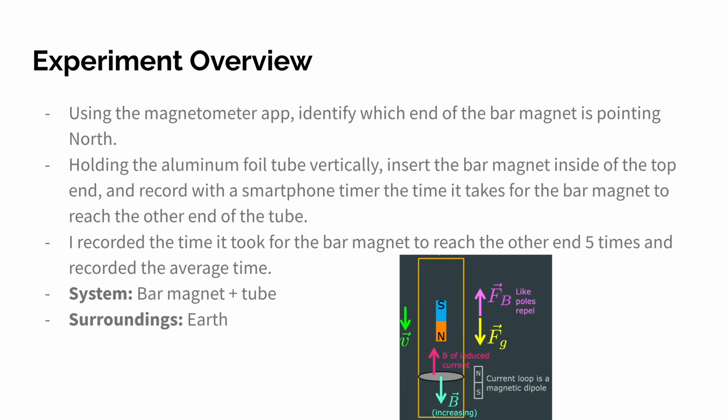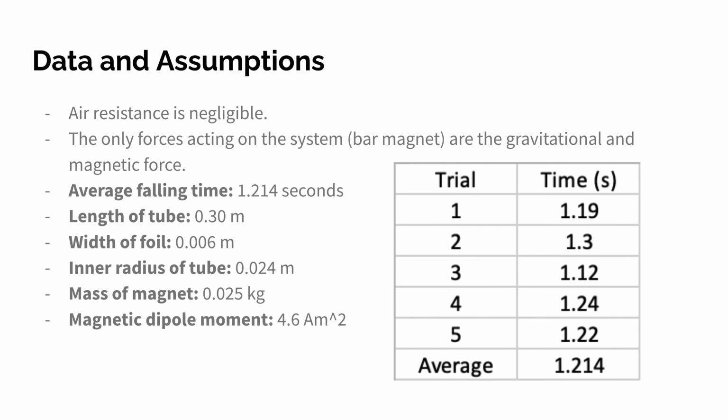For the experiment overview, first, using the magnetometer app, identify which end of the bar magnet is pointing north. Holding the aluminum foil tube vertically, insert the bar magnet inside the top end and record with a smartphone timer the time it takes for the bar magnet to reach the other end of the tube. I recorded the time 5 times and calculated the average time. Here is a diagram of what the experiment might look like, and the system is the bar magnet and the tube, and the surroundings were Earth.